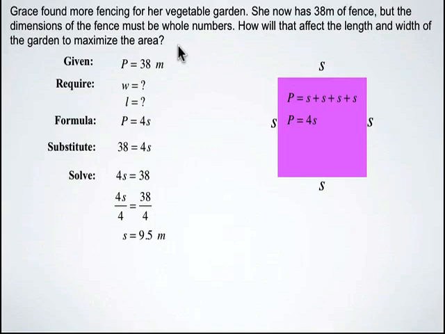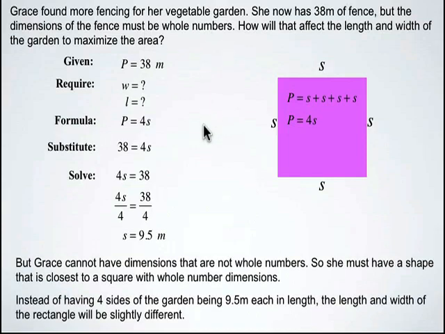But Grace, in this situation, has required that her dimensions can only be whole numbers. So we need to figure out what we are going to do with the dimensions in order to get it still as close to a square as possible, but get her into whole numbers. So instead of having four sides of the garden being 9.5 each, we need to change the length and width just ever so slightly in order to get her some whole numbers.